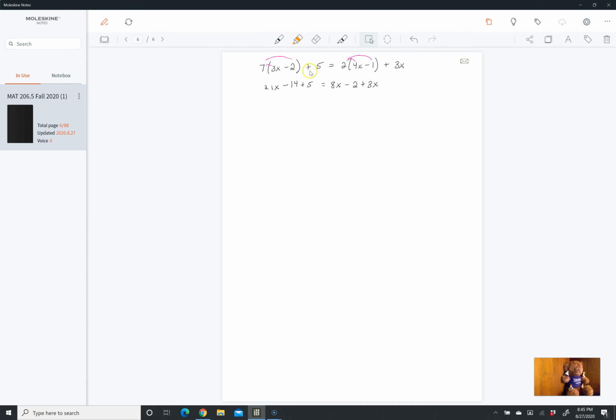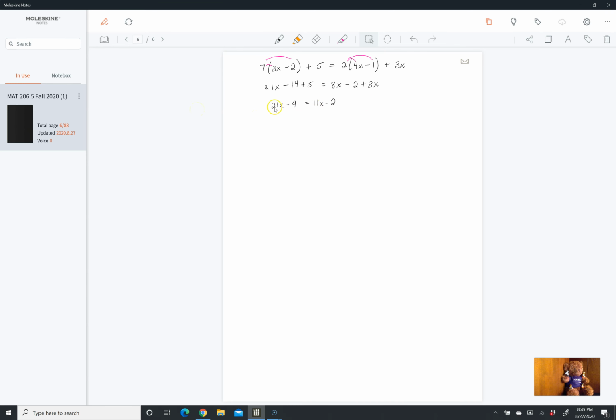So on the left, negative 14 and 5 are like terms. That gives us negative 9. And then on the right, 8x and 3x are like terms. So that gives us 11x. And now again, we're right back to where we were before with the other equations. So we're going to get our x's to one side and our constants or numbers to the other.